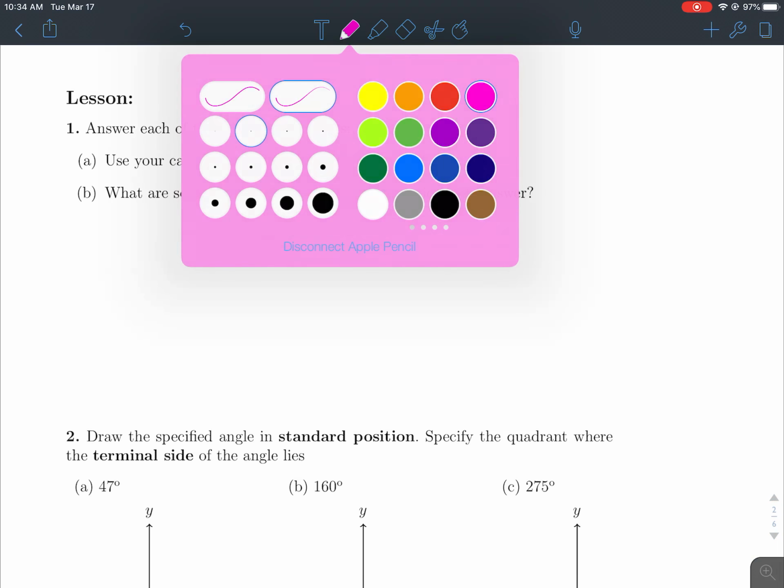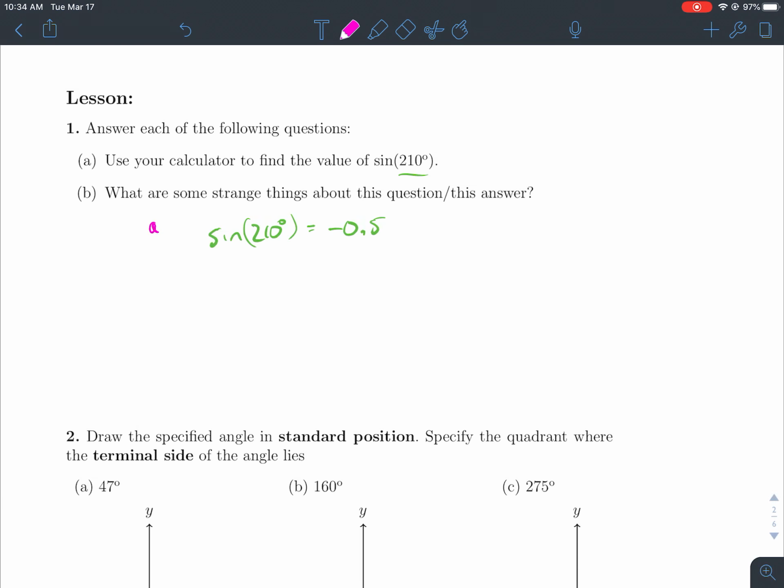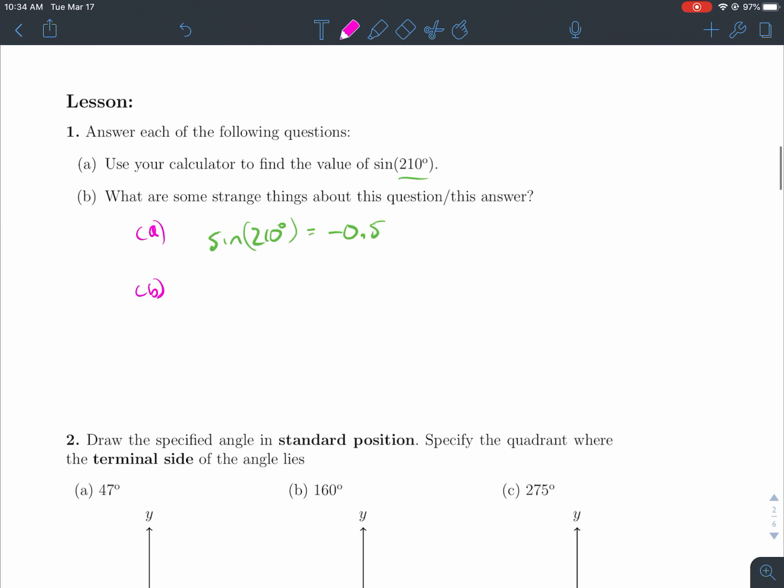So there are some things that should be pretty alarming about this answer. If you haven't found anything alarming yet, pause for a second and think, what's weird about this? Well, there's a couple things that stand out to me. First off, 210 degrees? What?